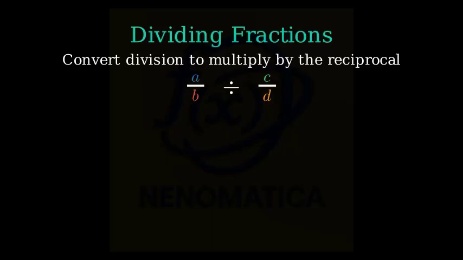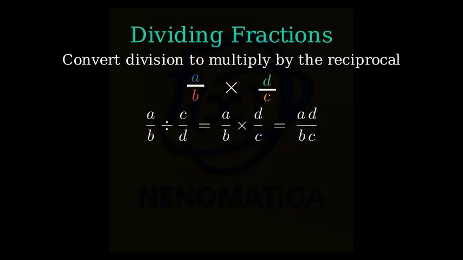We start with a over b divided by c over d. To divide, we keep the first fraction the same and multiply by the reciprocal of the second fraction, which flips c over d into d over c. Now we multiply straight across, numerator times numerator and denominator times denominator.